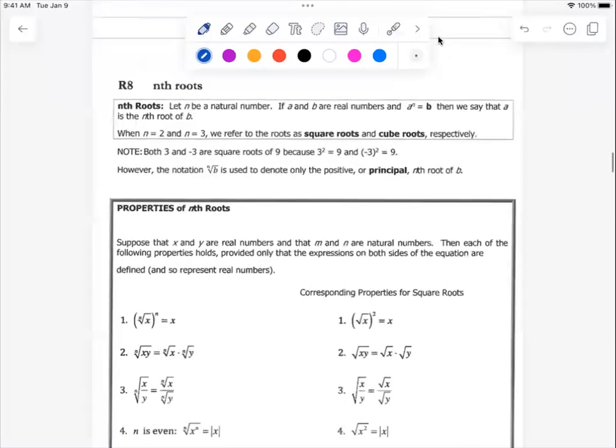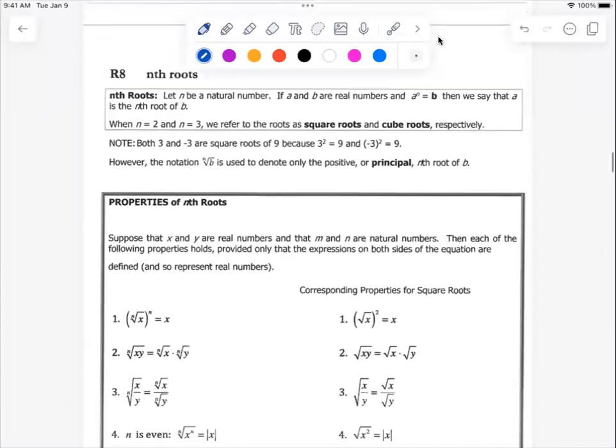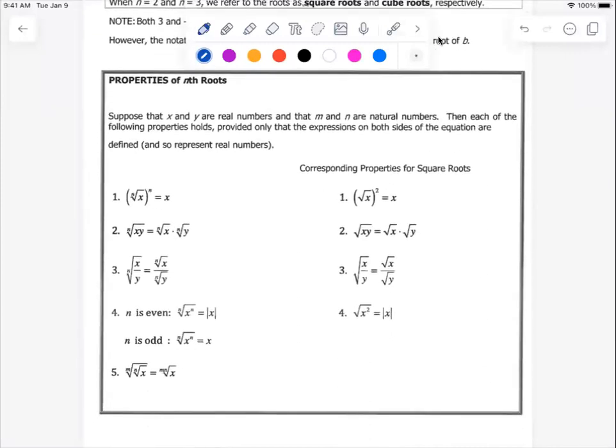Okay, so let's take a look at review on nth roots. So we've done square roots already in the last unit 1, part 1. And now we're going to do square roots, cubed roots and fourth roots, etc. Okay, so here's the properties of the roots. Again, everything that we're going to do, you've kind of seen already.